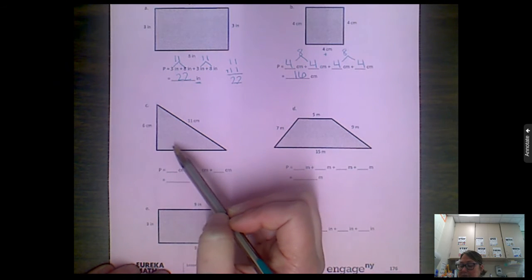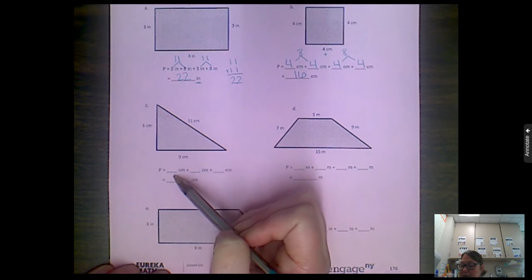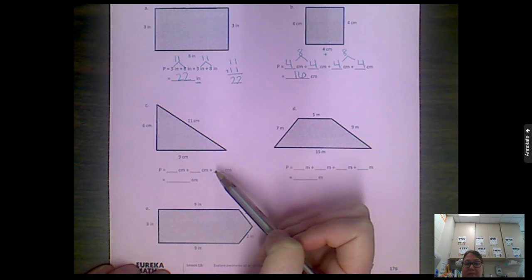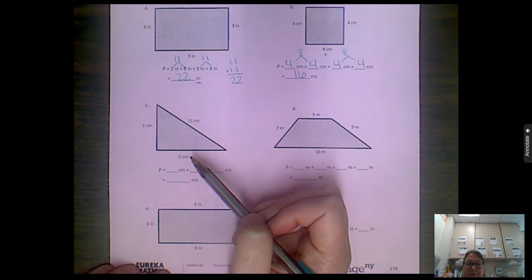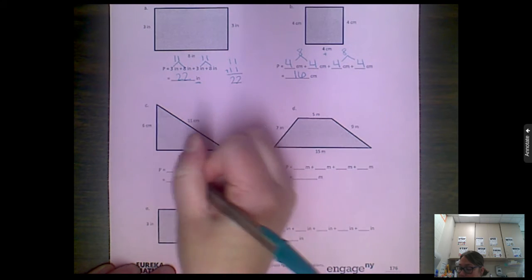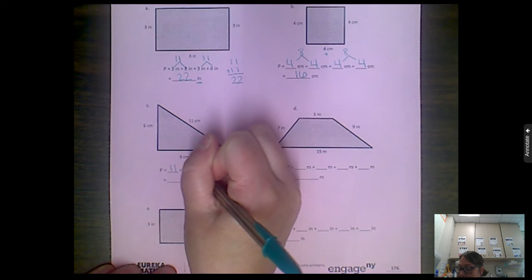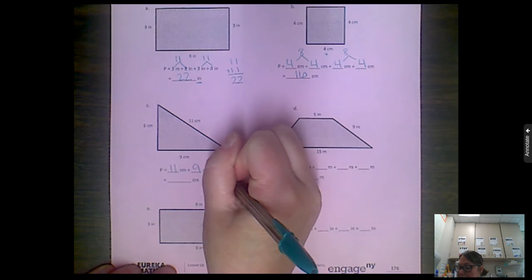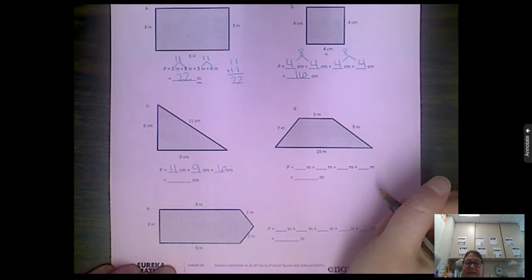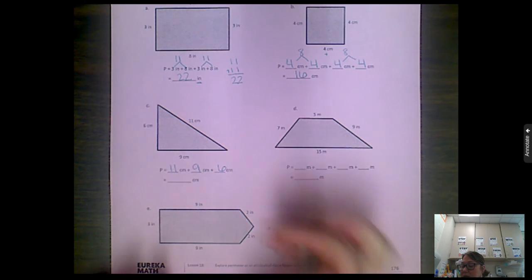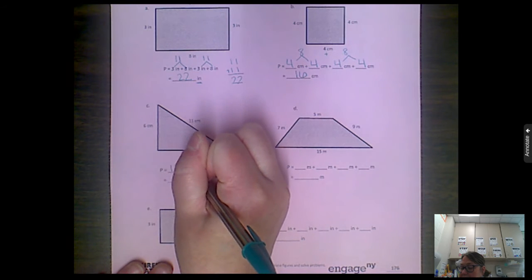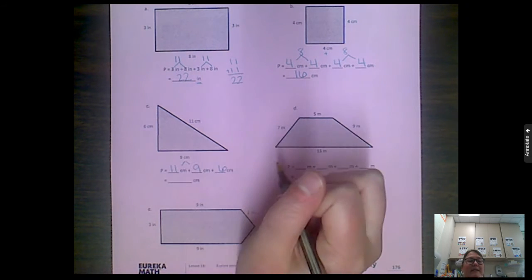So for this one, for C, this triangle, P equals blank plus blank plus blank. What are we going to put in there? These 3 side lengths. Does it matter the order that we put these numbers in? So I'm going to go 11 centimeters plus 9 centimeters plus 6 centimeters. And again, it doesn't matter the order that you put those numbers in there, and it doesn't matter the order that you add the numbers. I'm thinking though for this one, I want to add 11 plus 9 together. What is 11 plus 9?